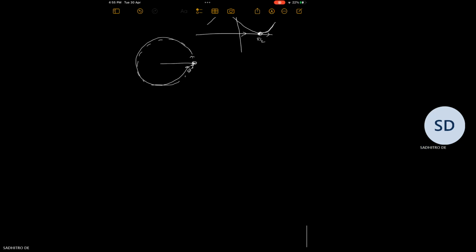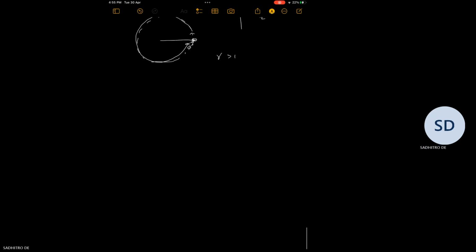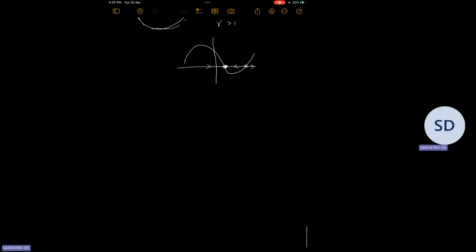And now, when gamma exceeds 1, what happens is that there is one fixed point over here and one fixed point over here. So this becomes a stable fixed point, and the other one is the unstable fixed point. So on the circle, it will look somewhat like this.